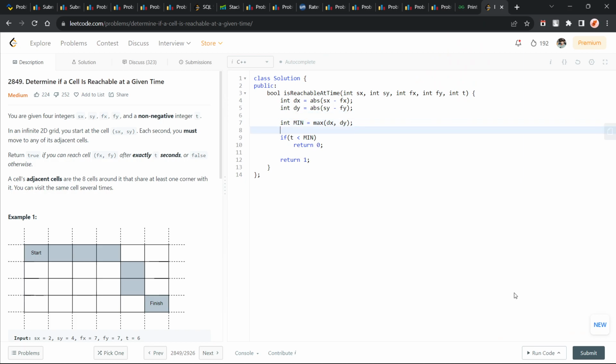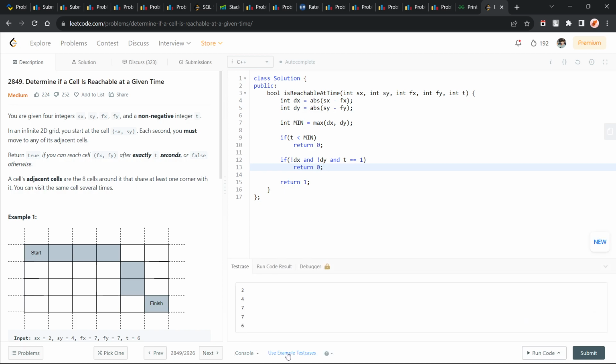So let me include this final condition as well. If not dx and not dy. So basically this is the same condition that I wrote earlier, but this time I was able to figure it out, and the condition is t is equal to 1, yeah, because if t is equal to 0, then definitely we can reach the cell. And let's just try to compile it, and then we'll see what happens.